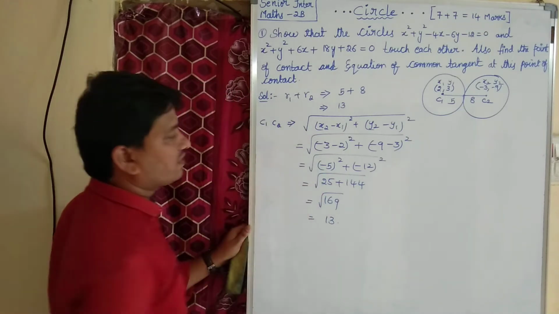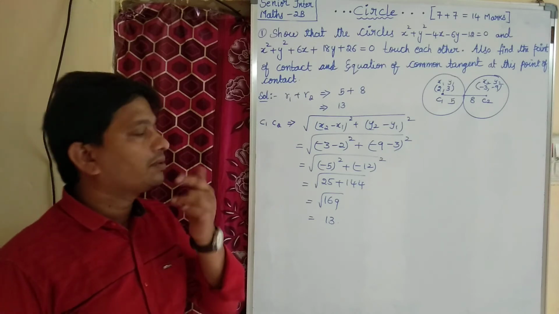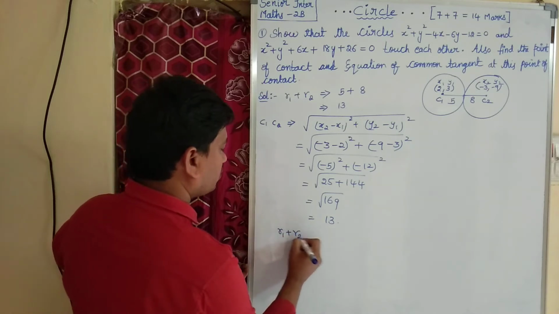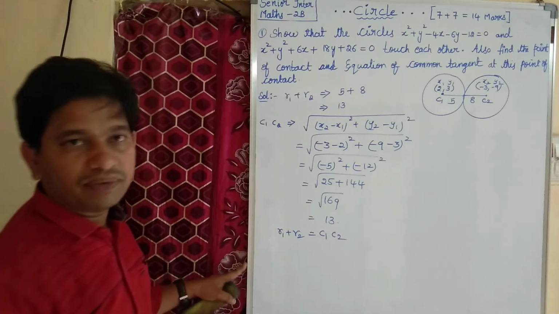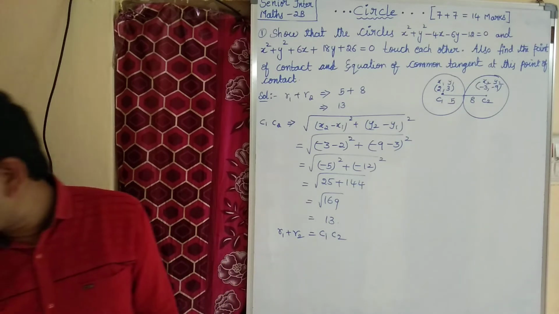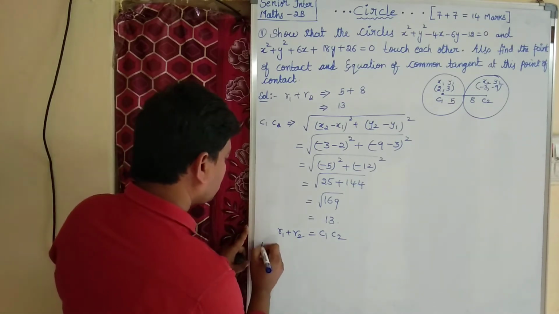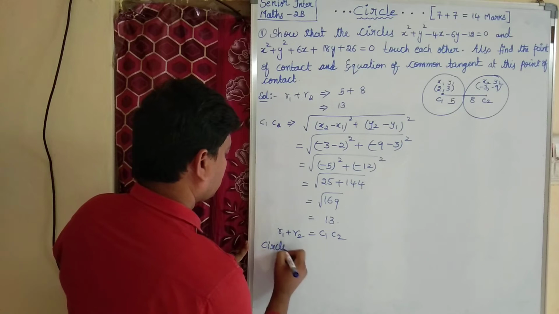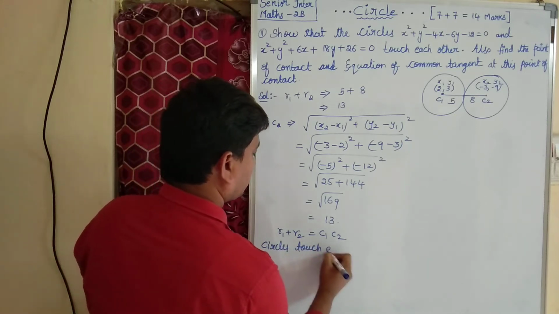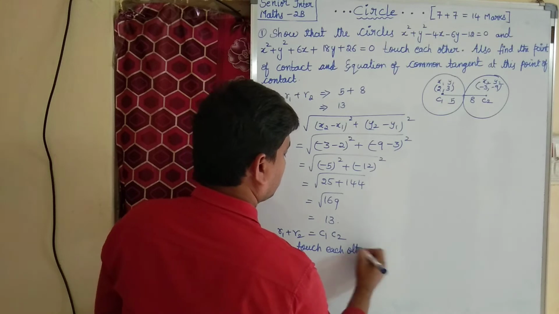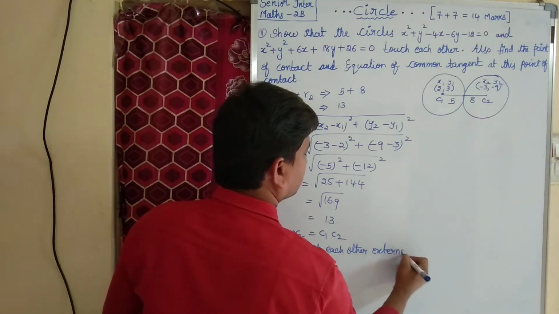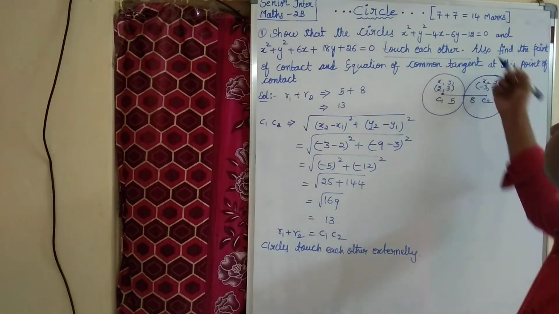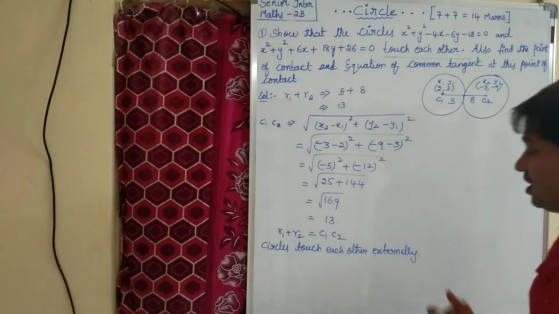So okay children, as we got R1 plus R2 is 13, C1 C2 is equal to 13. Therefore R1 plus R2 equals C1 C2. That means the circles touch each other externally. So they ask whether they are touching each other or not. Yes, they are touching each other externally.